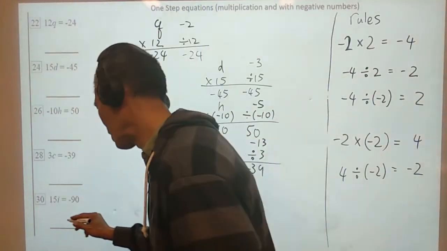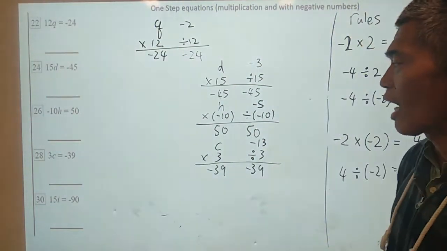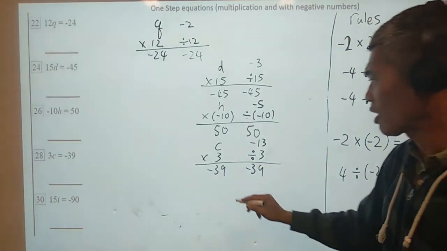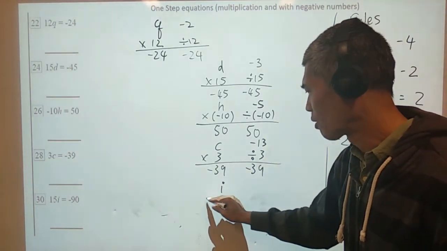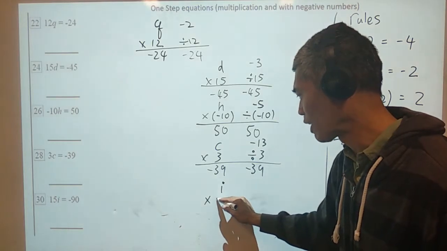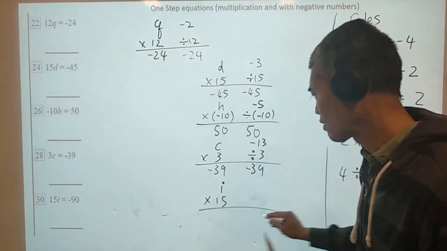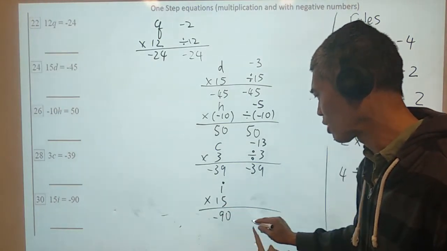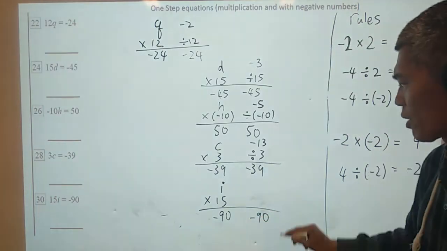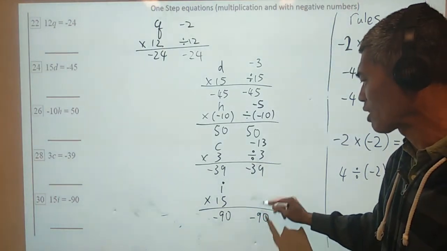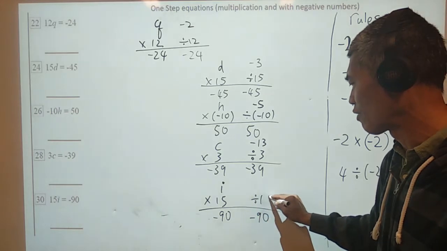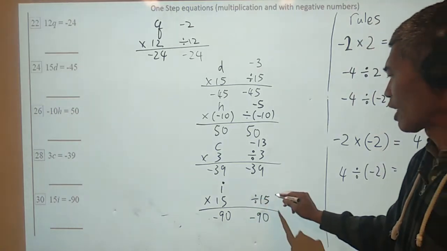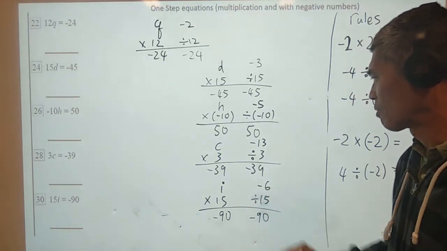Let's work on this one. 15i equals minus 90. So we start with i. So we know that we're going to multiply that by 15. That gives us minus 90. So starting with minus 90, we work backwards. Minus 90 divided by 15 gives us negative 6. There you go.